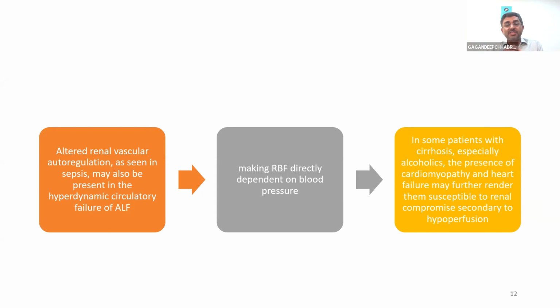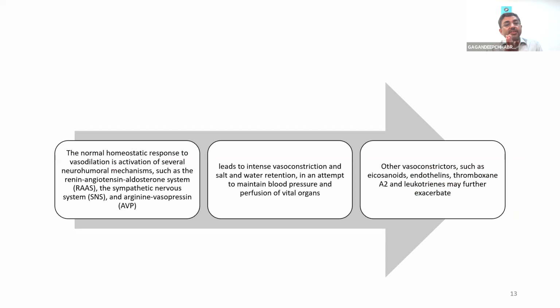In some patients with cirrhosis, especially alcoholics, there is also an underlying cardiomyopathy and heart failure, which may further complicate this process. The normal homeostatic response to vasodilatation is activation of several neurohormonal mechanisms, such as RAS activation, sympathetic nervous system activation, and an increase in arginine vasopressin. This activation leads to intense vasoconstriction and retention of salt and water, leading to ascites development and fluid overload. This is done to maintain a blood pressure for the perfusion of the vital organs.